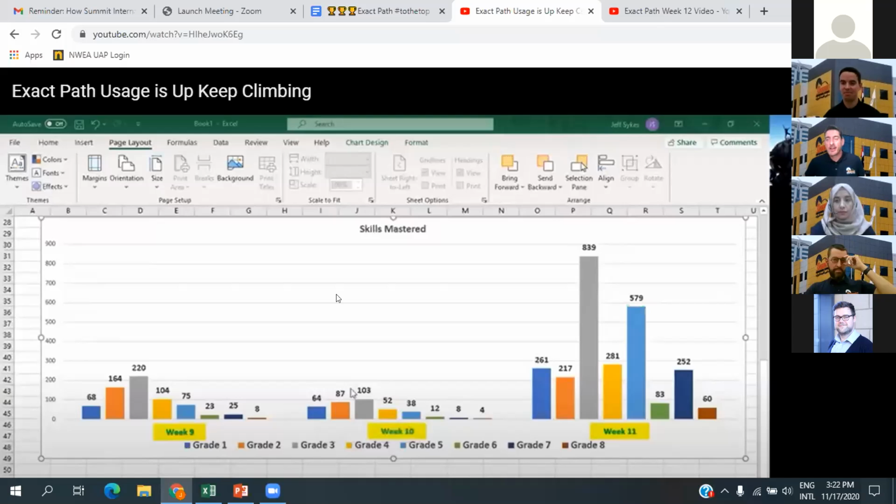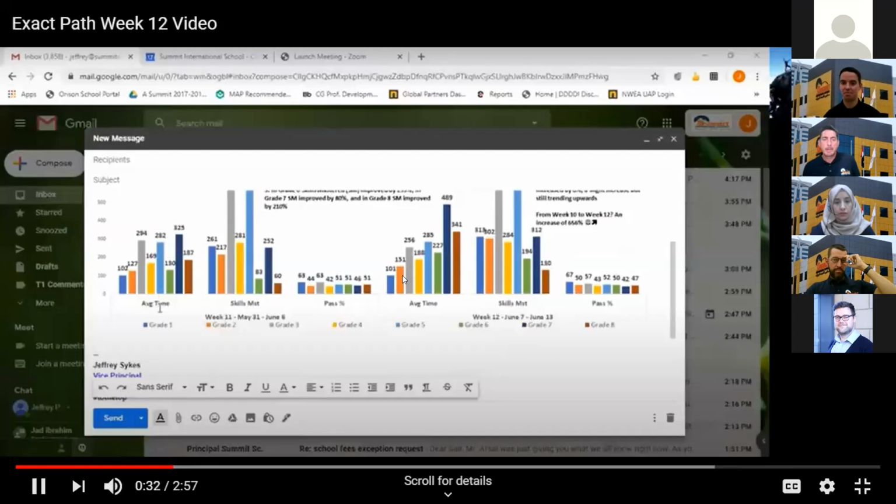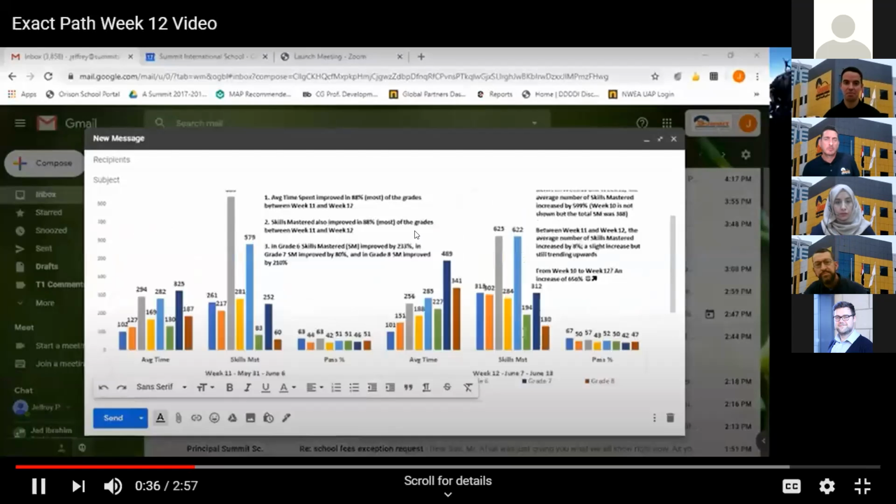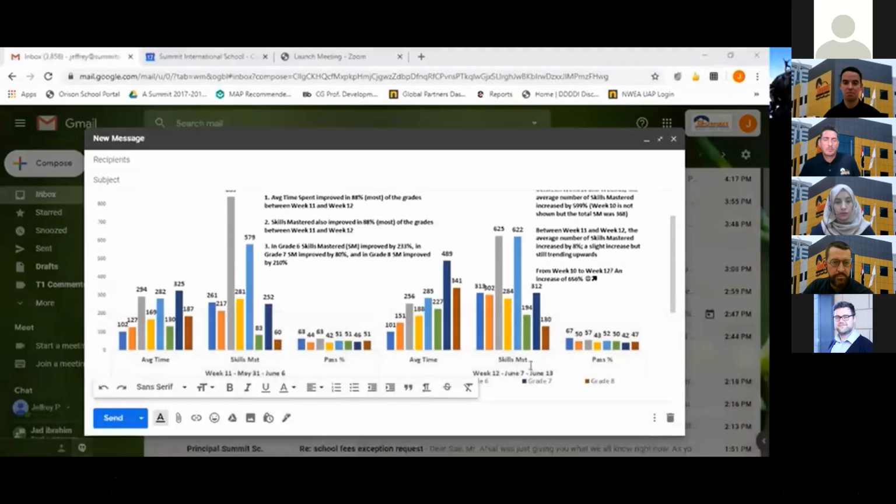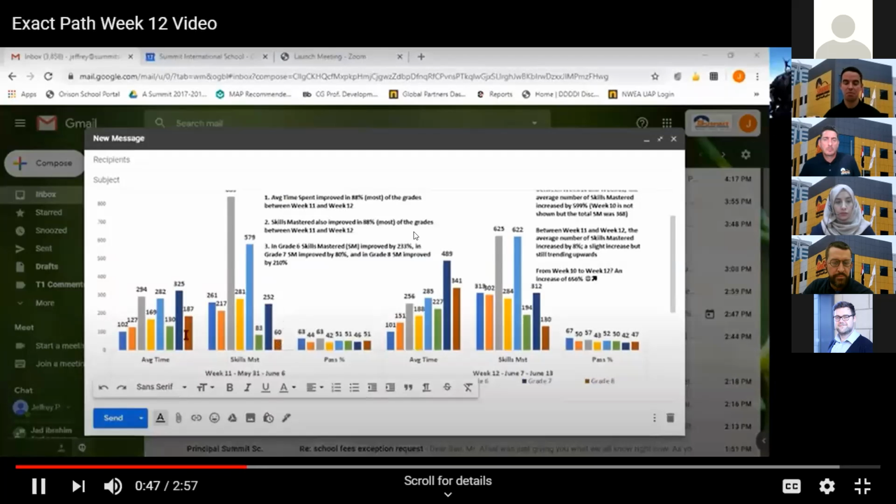And then you're going to see that this is week 11, which is 2 weeks ago, and this is last week. Again, you see average time, skills met, passing percentage. So what are we seeing here? The real one that we're looking at is our skills mastered. You can say, okay, let's look at average time. If I look from week 11 to week 12, it looks like it's maybe gone down. That's not the case. Our average time spent improved in 88% of the grades between week 11 and week 12.